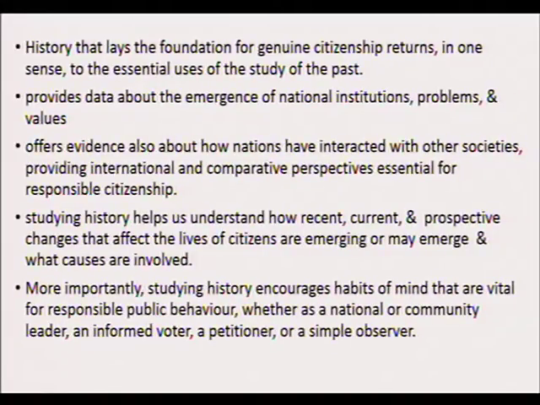It also provides data about the emergence of national institutions, problems, and values. It can offer us evidence also about how nations have interacted with other societies, providing international and comparative perspectives which are essential for responsible citizenship. Furthermore, by studying history, it helps us to understand how our recent, current, and prospective changes affect the lives of our citizens and are emerging or may emerge, and what causes are involved. More importantly even, studying history encourages habits of the mind that are vital for responsible public behavior, whether as a national or community leader, an informed voter, a petitioner, or simply as observers.